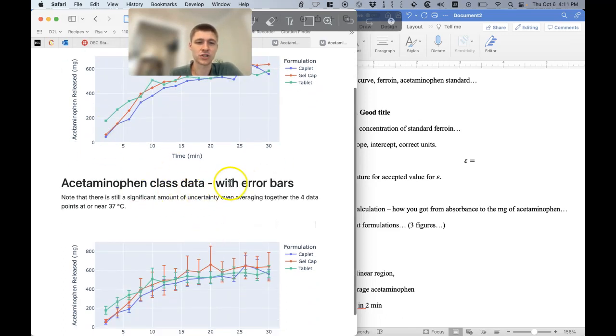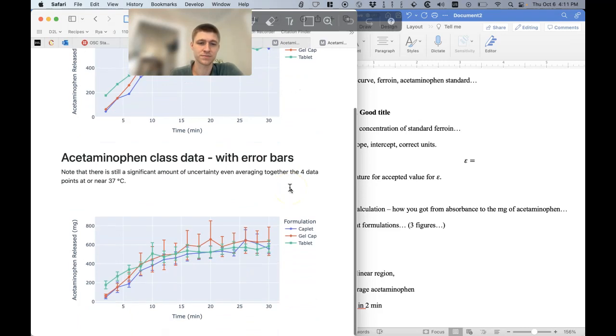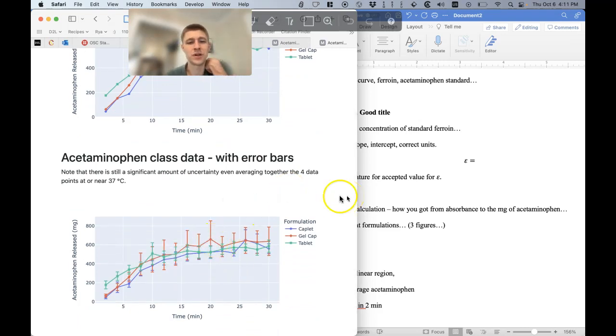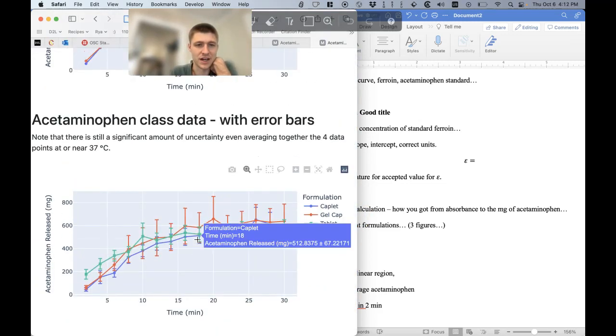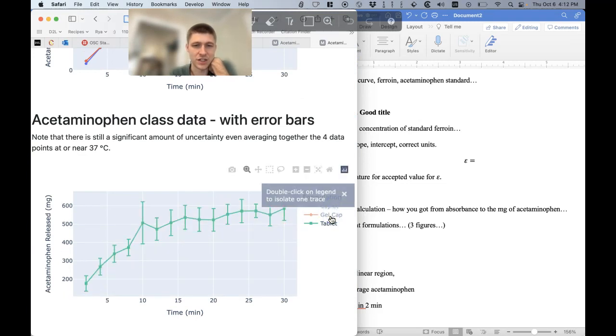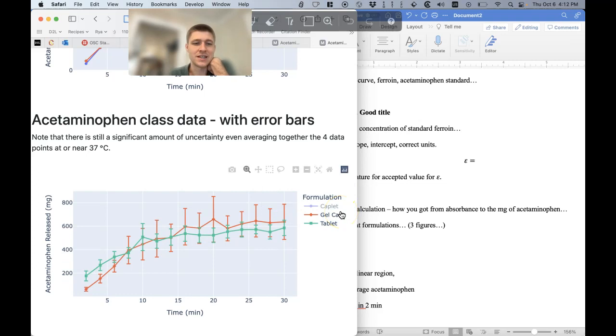I also have this version of the class data with error bars, so you can certainly use that as well. It looks a little bit messy. You can also go in here and click lines on and off to look at each one on its own. The key takeaway there is just not to be too aggressive in the conclusions that you draw, right? These error bars are quite wide.